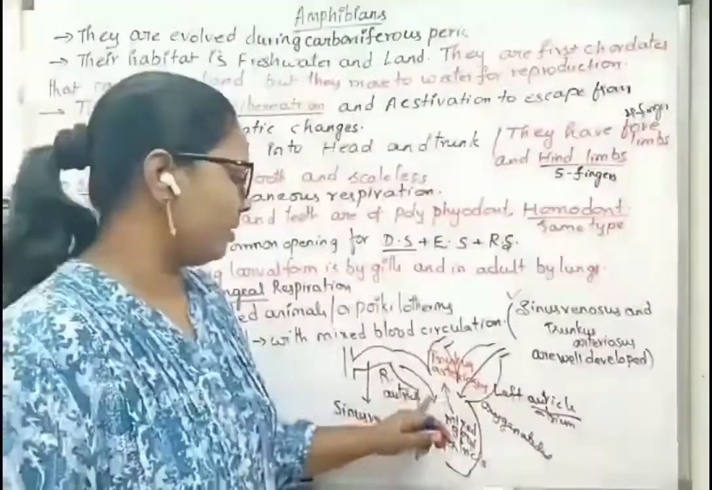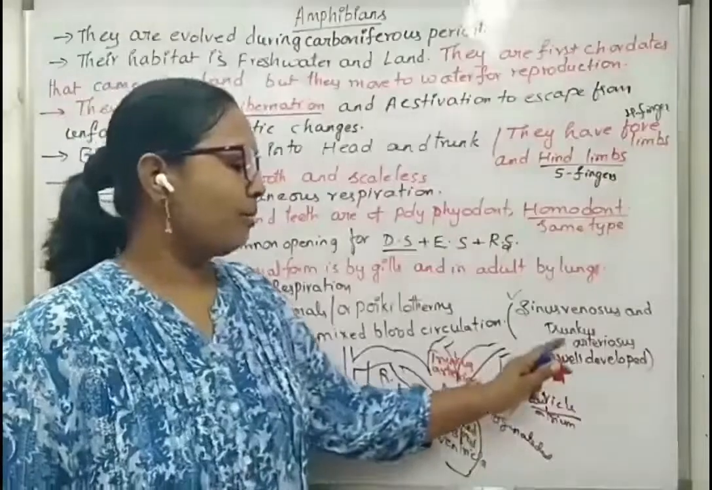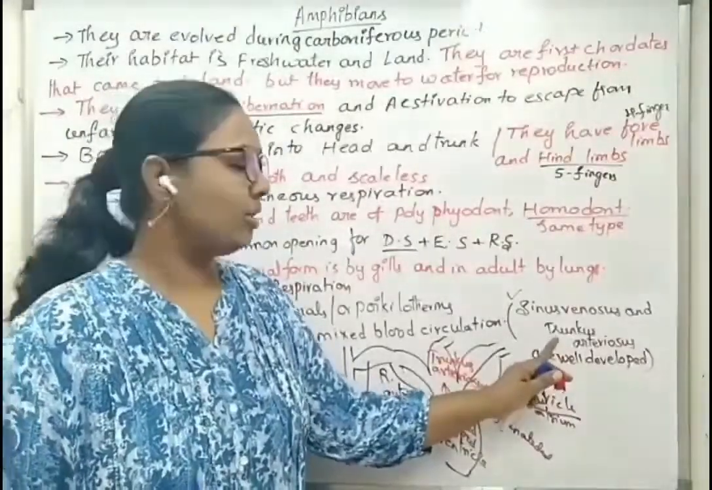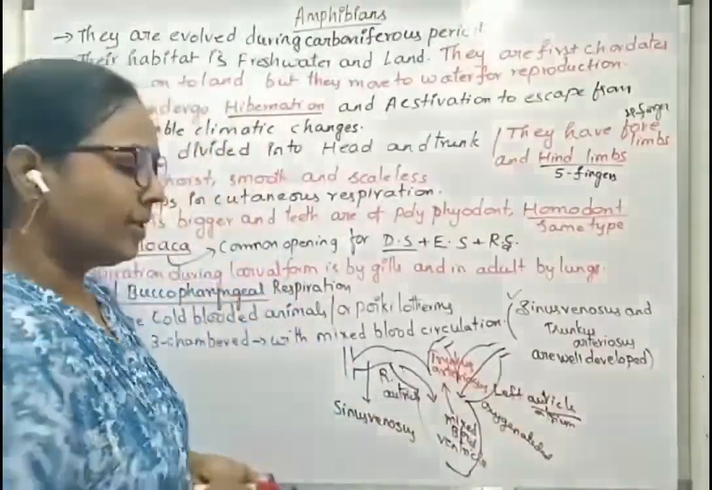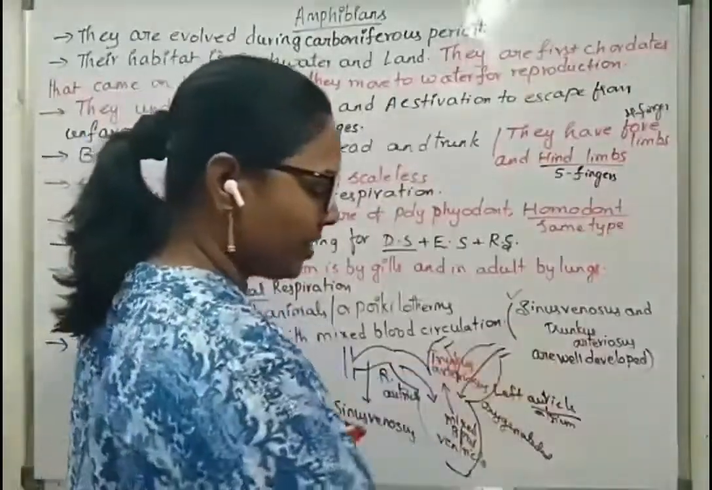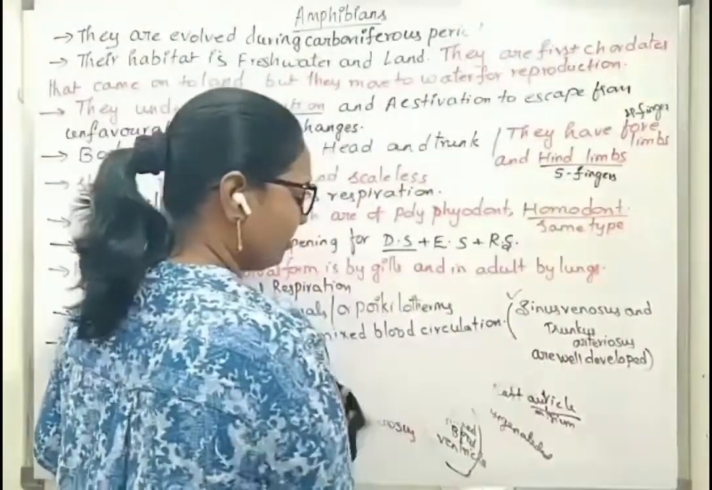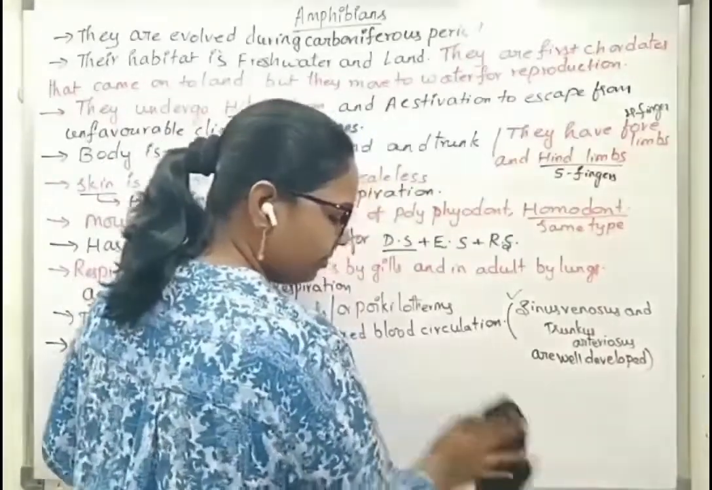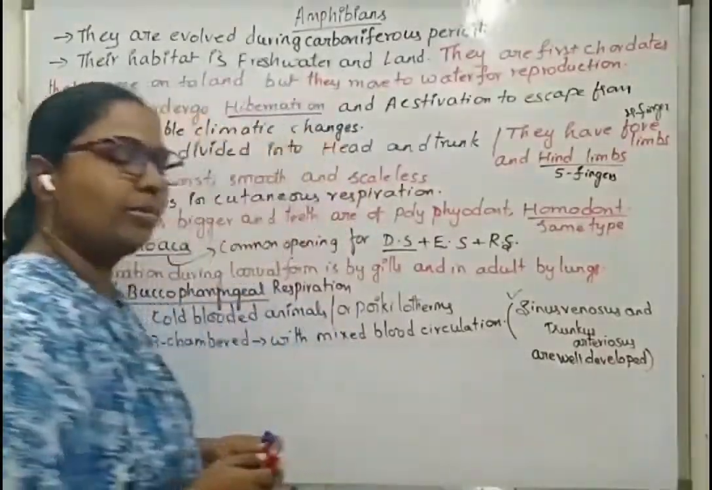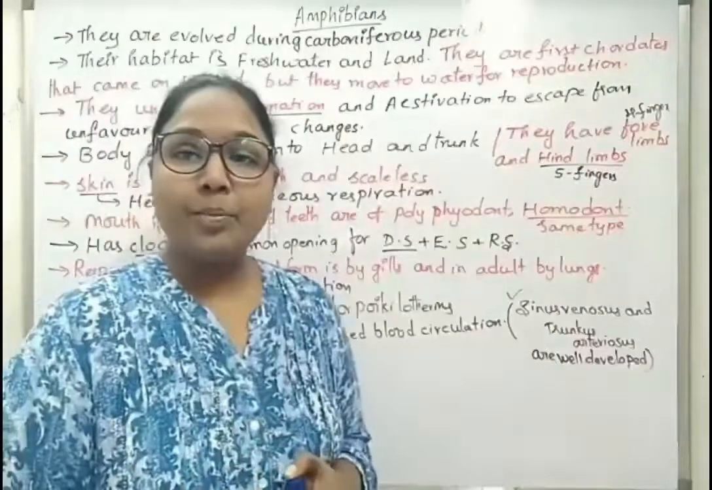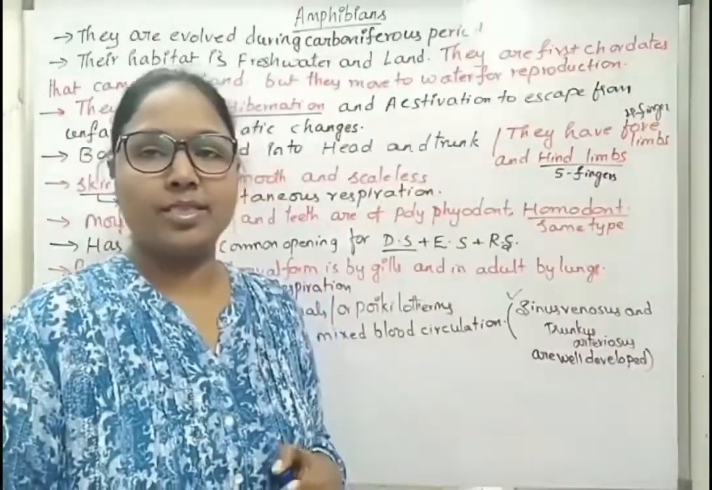So deoxygenated blood comes in through the sinus venosus, and common mixed blood goes out of the heart through the truncus arteriosus. These are the two structures that are present in the heart. In case of frog, both renal portal system and hepatic portal system are present.